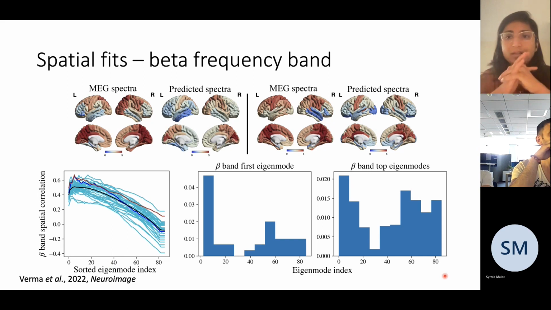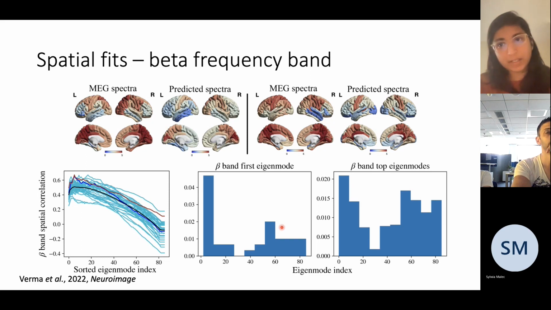So this was even without trying to fit for spatial patterns. Our cost function was still just a spectral correlation between MEG and SGM, and this was just an outcome of the model without trying to fit for the spatial patterns. So our next question was, can we try and maximize for spatial fits as well as spectral fits together and estimate model parameters?